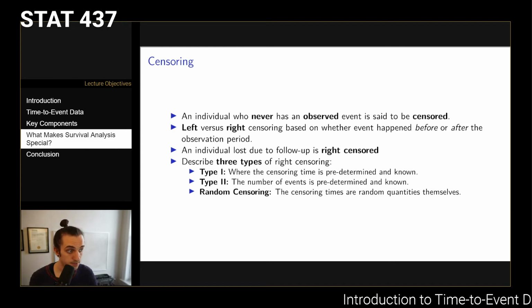Then, with random censoring, both the censoring times and the event times are random quantities, right? And so in this situation, you're thinking about following people indefinitely, and then eventually they're censored or whatever, okay? And so while type 1 censoring or type 2 censoring will often be planned in, we're going to treat a lot of censoring as random because we can accommodate it through the procedures that we're going to be looking at.